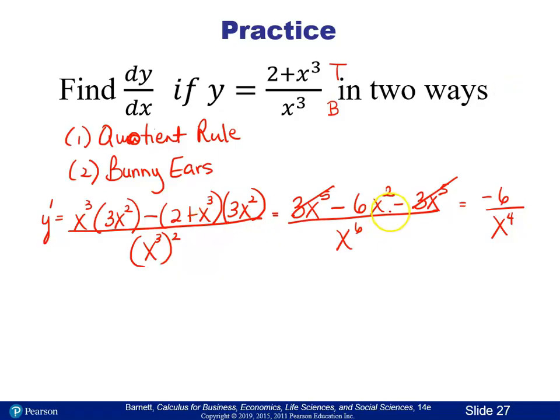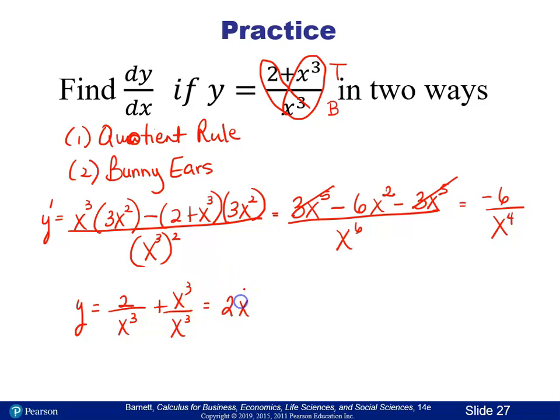Okay, so that's using the quotient rule. If we use the bunny ears, that tells us to simplify it first. So if I'm going to simplify it first, I'm going to have 2 over x to the 3rd plus x to the 3rd over x to the 3rd. Okay, so this is 2x to the negative 3 and then plus 1. So all that is just rewriting it.